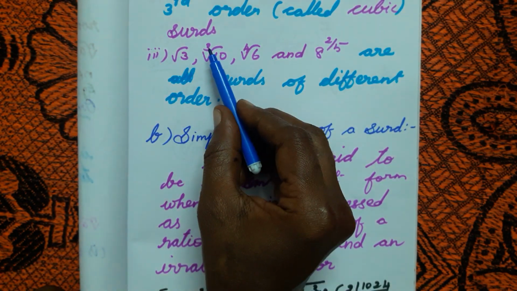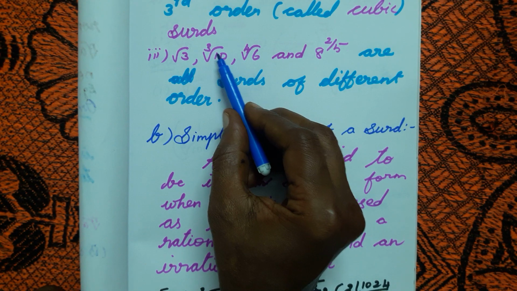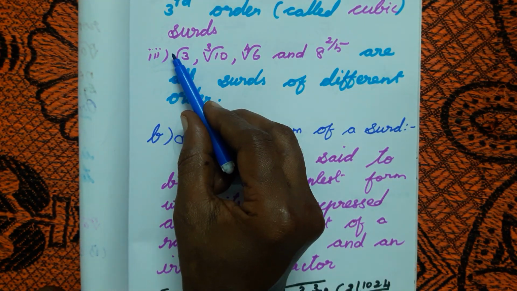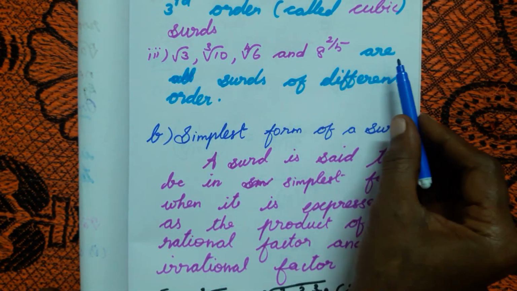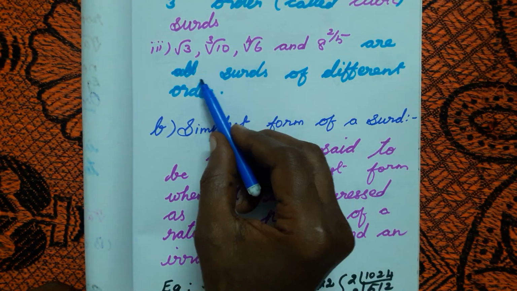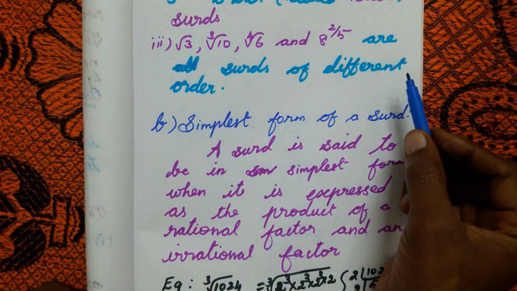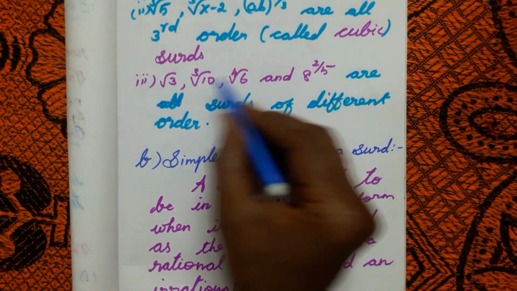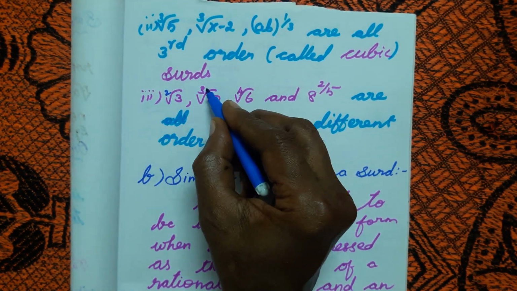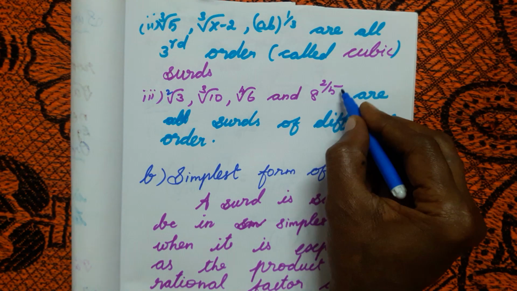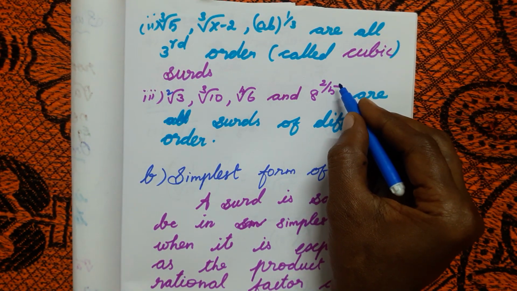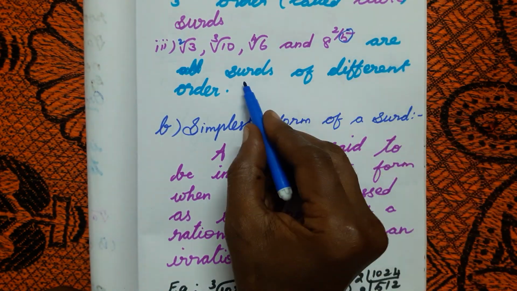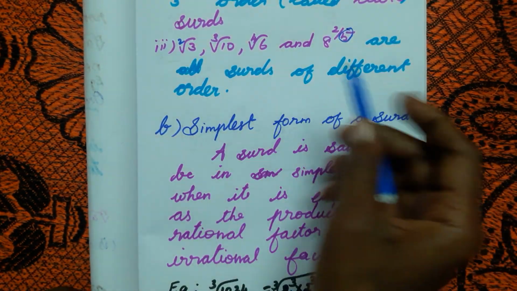Next, square root of 3, cube root of 10, fourth root of 6 and 8 power 2 by 5. Here the order is different everywhere. We can say they are surds of different order. Here the order is 2. Here the order is 3. Here the order is 4. Here what is the order? The order is 5, not 2. So these are surds of different order.